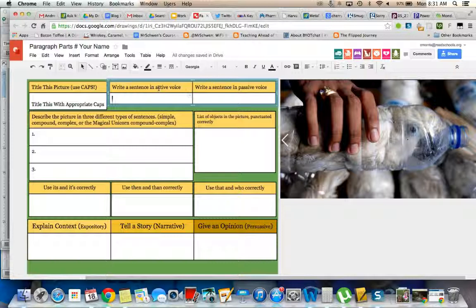So see if you can come up with an active voice sentence first for this bird in a bottle. You could say it out loud, just for an example. I am bottling birds. I am putting birds in bottles. I am saving the birds from the bottles. I was looking at the bird in the bottle. I'm helping the birds. Yes, excellent.